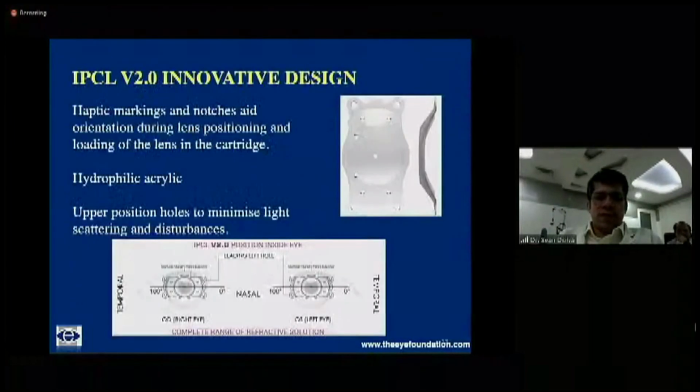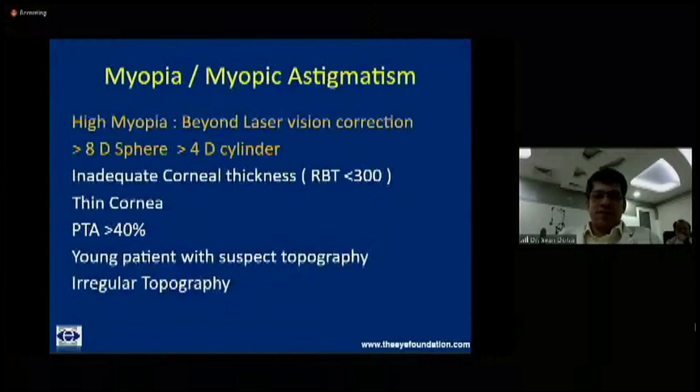these lenses. The IPCL V2.0 has a slight difference in that in addition to the haptic markings and notches which aid the orientation during lens positioning, it also has the upper position holes, and this helps in orientation of the lens. The smart toric design allows 0 to 180 degrees implantation in all cases, so you don't have to worry about axis alignment. So we're talking about the spectrum of correction.